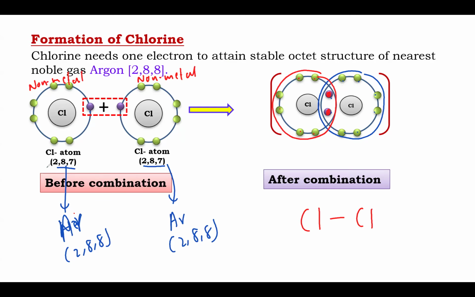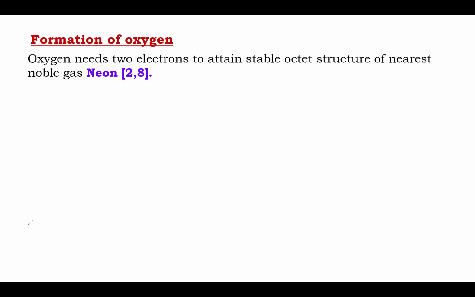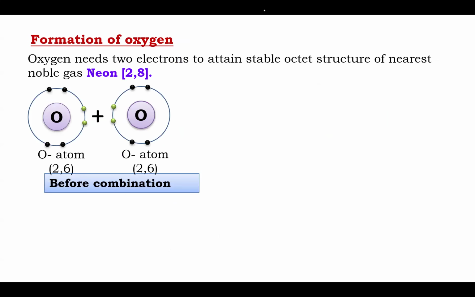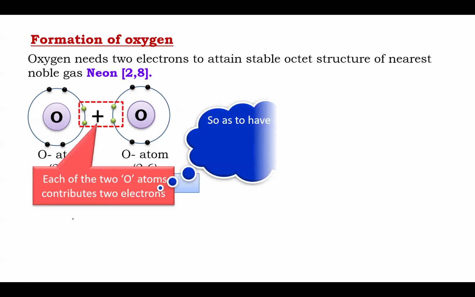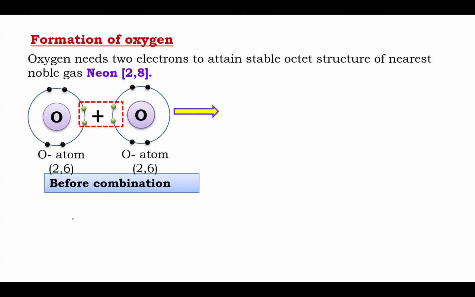Now you tell me about oxygen. What will oxygen do? Oxygen atomic number was what, beta? 8. So 2, 6. So how many electrons does this oxygen need to become stable? Is it 8? No, beta. This one also needs two electrons. So what will happen here? They share. How many electrons will they share? Two. Yes, look here. They will come together. Come close.